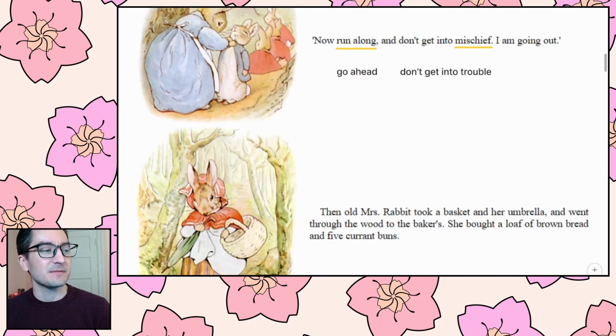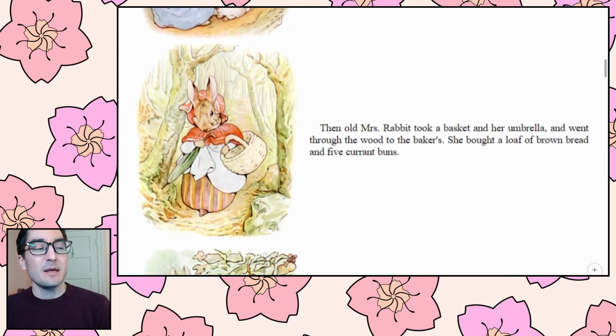And then old Mrs. Rabbit took a basket and her umbrella and went through the wood to the baker's. She bought a loaf of brown bread and 5 currant buns. So old Mrs. Rabbit took a basket and her umbrella. You can see her basket. Oop, I need to change colors again. Basket and her umbrella. And went through the wood to the baker's. Now here, the wood is another way to say the forest.